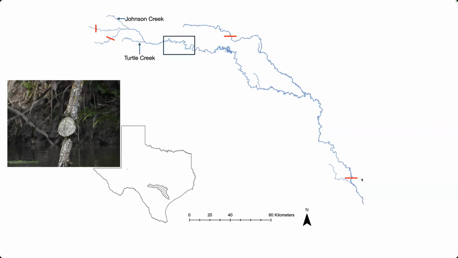We did find some range extensions. For example, we did find a Cagle's map turtle up about 5 kilometers into Turtle Creek, and very likely they occur much higher upstream than that, but it's a lot of private property, game ranches, and difficult to access. So as far up as we could find access, we did find Cagle's map turtles. We also found them in Johnson Creek, up 18 kilometers upstream from the fork with the Guadalupe.